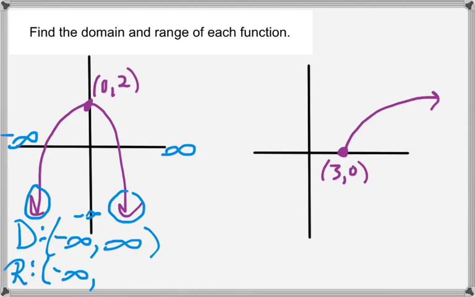As we trace the graph up, we do find a highest y value. Right? The largest y value on this graph is 2. There aren't any y values larger than that on the graph. And again, the number 2 is part of the range because there's a point on the graph with a y value of 2. So that is included with the bracket.